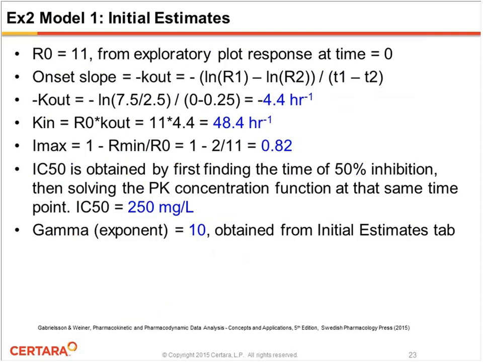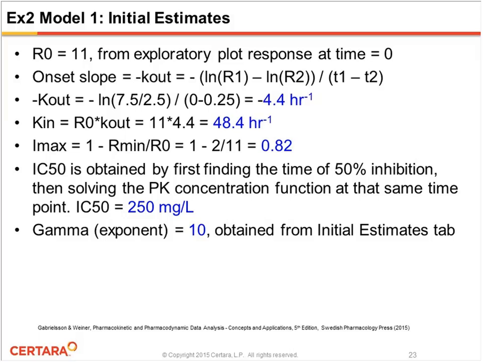So to obtain initial estimates for the first model, we'll again start with the response at time 0, which is 11. Use the onset slope to find Kout using the log of R1 minus log of R2 divided by time 1 minus time 2. And that initial estimate for Kout will be 4.4. Kin is obtained from R0 times Kout, which equals 48.4. And in this case, the Imax is not assumed to be 1. To find the Imax, we can use 1 minus the minimum response divided by the response at time 0. So that's 1 minus 2 divided by 11 equals 0.82.